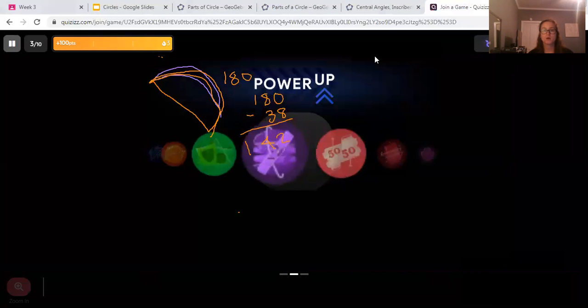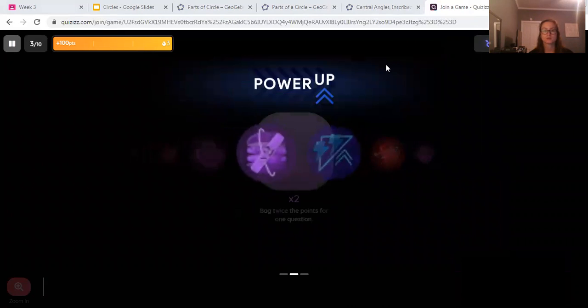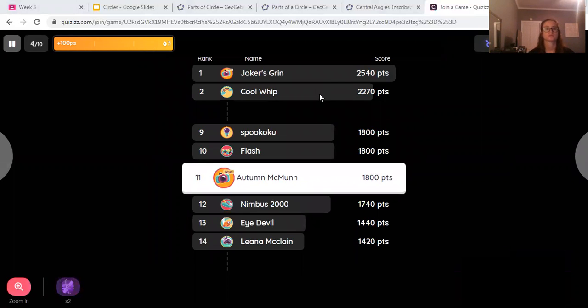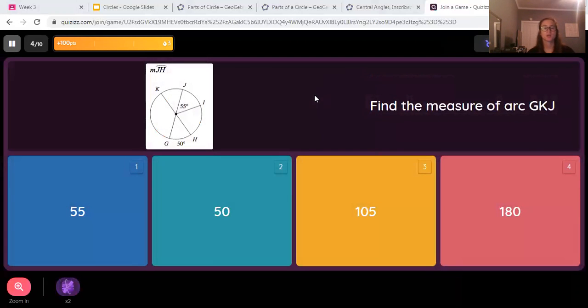And we got a power up. Very good. Times 2. All right, we're right behind the flash.